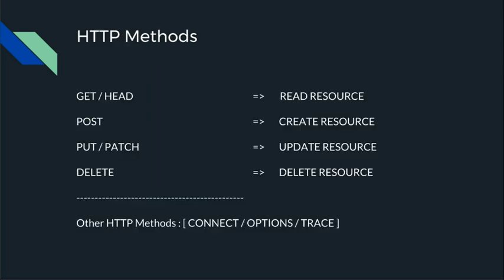About HTTP methods, if you want to read a resource, you use GET or HEAD. If you want to create a resource, you use a POST request. If you want to update a resource, you use a PUT or PATCH request. If you want to delete a resource, you use a DELETE request. The most common methods are GET, POST, PUT and DELETE. We will focus in this course on these four methods, but there are other methods worth mentioning like CONNECT, OPTIONS and TRACE.